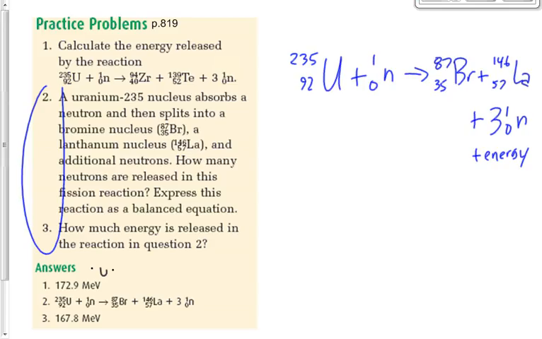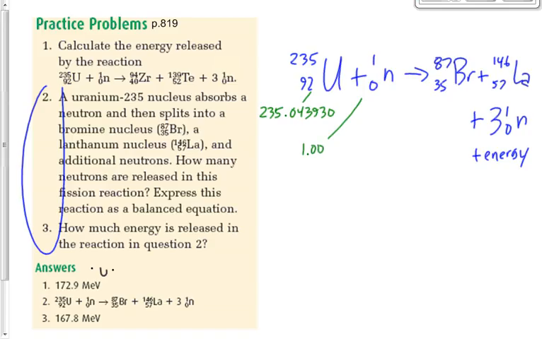Okay, so how do we go about doing this? Well, remember, energy comes from mass defect, from the missing mass. So let's get the mass defect. Let's get the missing mass. But to do that, we got to get the mass on both sides and then subtract them. So let's do that. What was the mass of uranium-235? 235.043930.